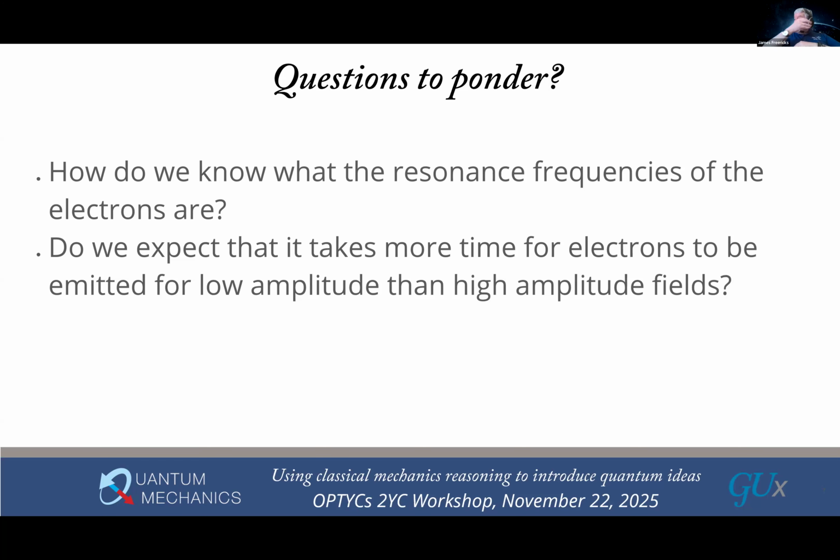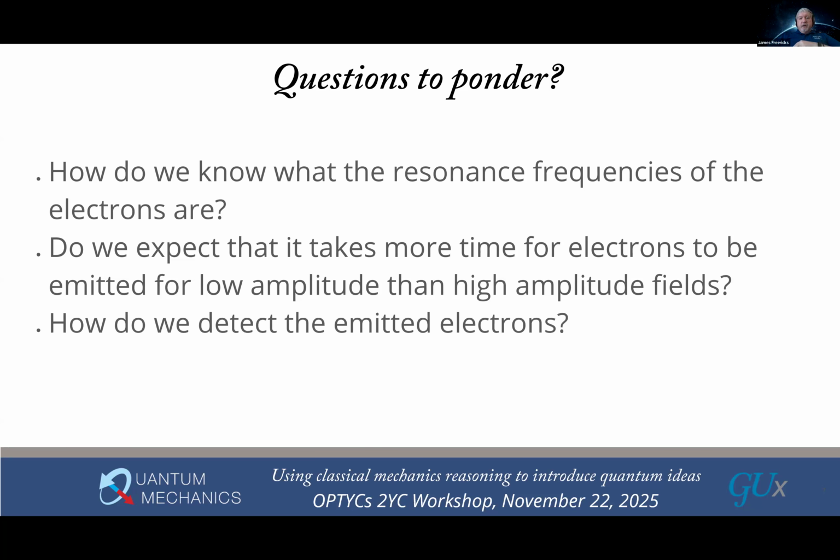Then because this is a resonance drive, would you expect that it takes more time to be emitted from a low amplitude than a high amplitude field? And the answer to that is, of course, yes, because it will take more time to build up a large amplitude if the idea is that the electron has to have an amplitude of motion, say on the order of a nanometer, to be emitted from the metal when the electron is near the surface.